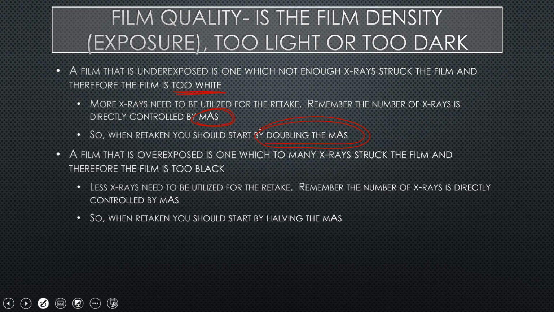However, if you have an image that is overexposed, that's going to come out as too black. It's going to come out too dark. So too many X-rays struck the film, so we need a little less. Therefore, we should consider cutting that MAS by half.